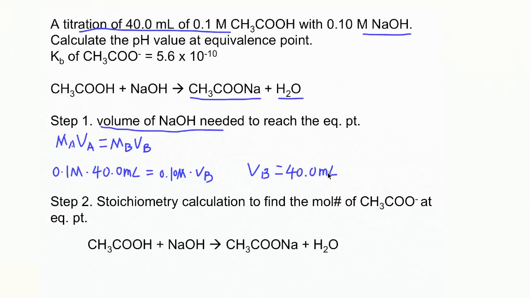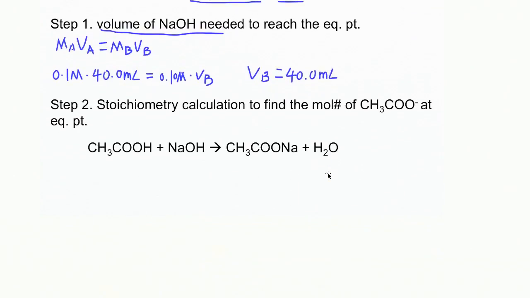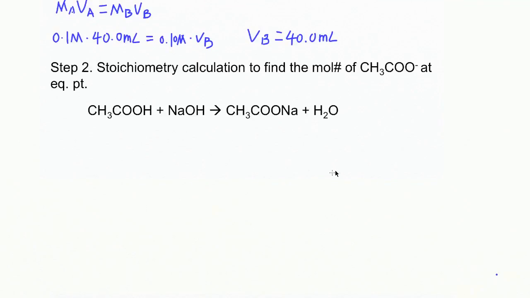Step 2. Stoichiometry calculation to find out the mole number of the acetate at equivalence point. This is the equation that we need to do this calculation. Here is how we construct the chart. We need to calculate the mole number before reaction, the change, and the mole number of the reactants and products after reaction. Before reaction, the mole number of the acetic acid is 40 ml. Of course, you have to convert this to liter in this case.